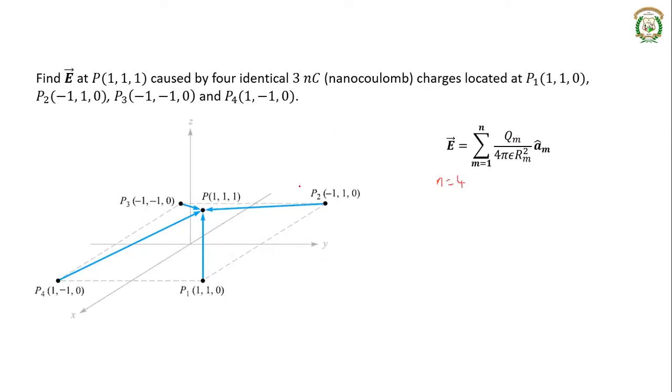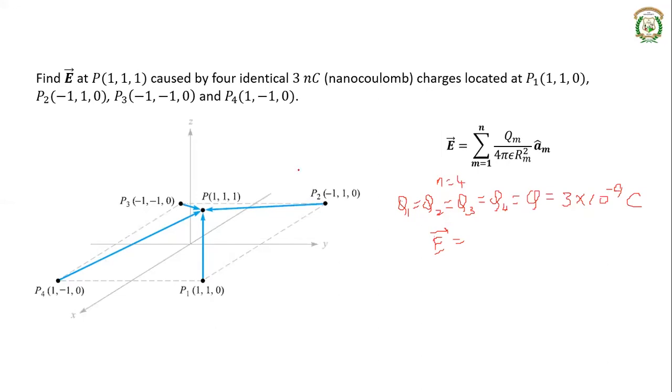And Qm, that is, all these 4 charges are equal. All are identical charges and all charges are equal to 3 nanocoulombs. So you can take Q1 equal to Q2 equal to Q3 equal to Q4, and you can take this as Q, equal to 3 nanocoulombs, that is 3 into 10 raised to minus 9. Since they are equal, I can keep Q outside the summation. So I will get the electric field intensity.